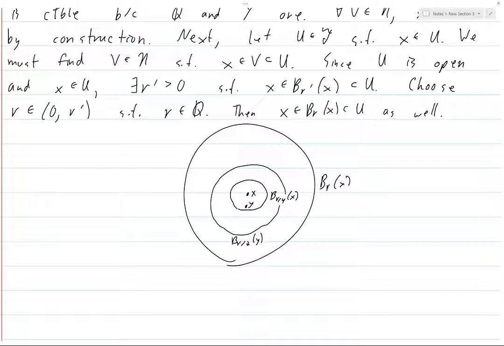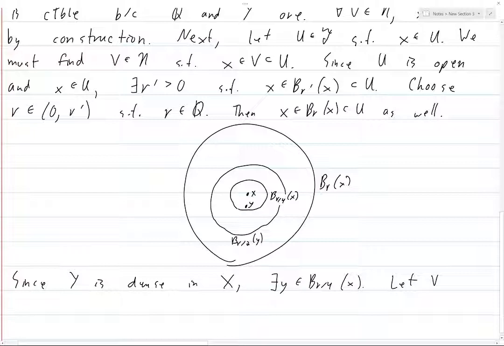Okay, so since Y is dense in X under the given topology, there exists some element y in B(R/4, x). Let V be B(R/2, y). Then V is in fancy N because of the reasons I talked about: R/2 is rational and y is in Y.